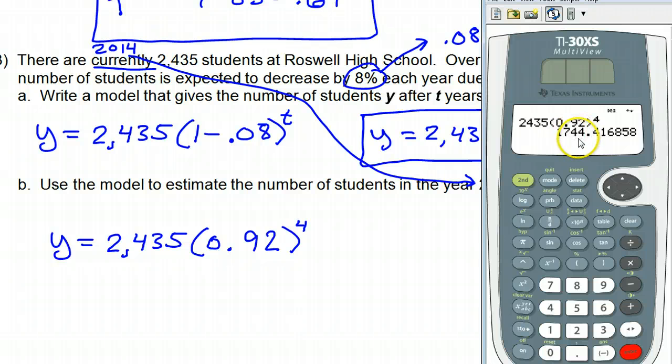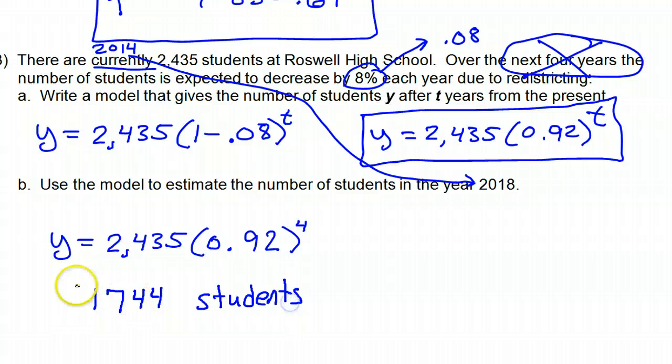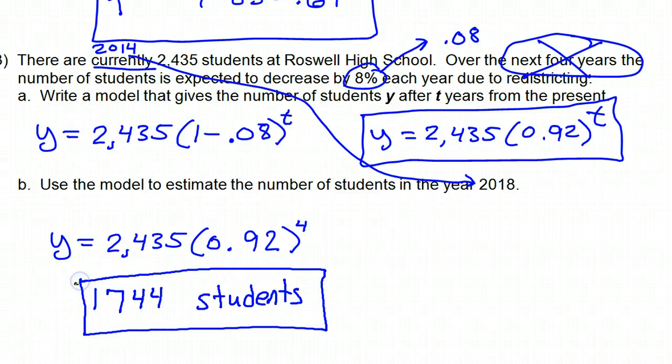So let's round to the nearest student since you can't have a partial student. So we're looking at 1,744 students. And that was it for this little quiz.